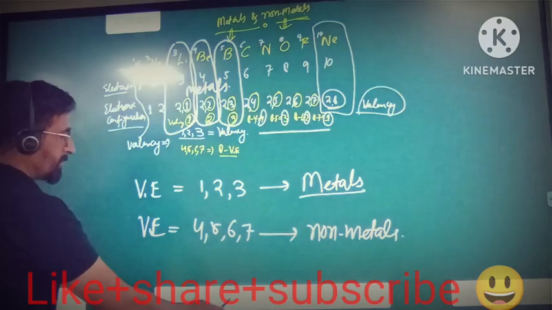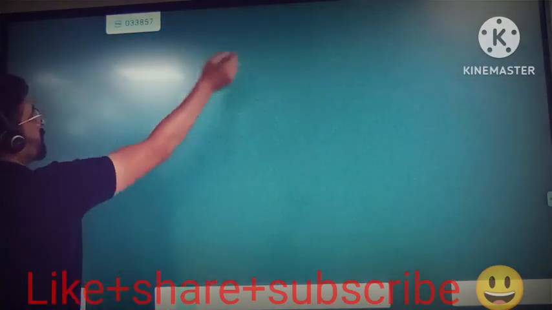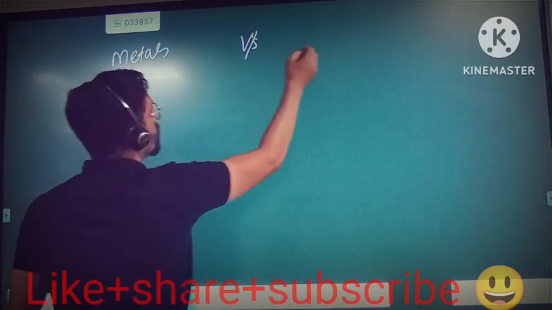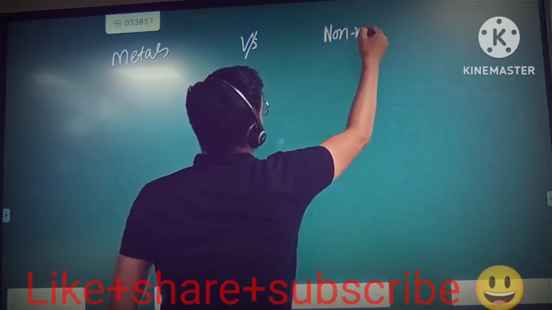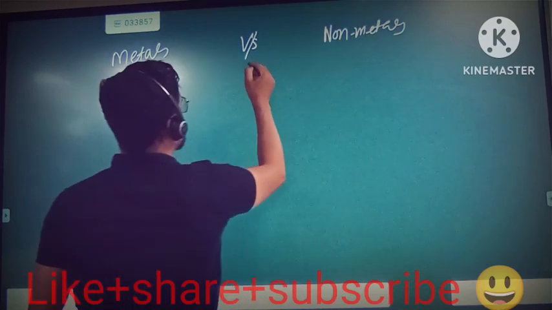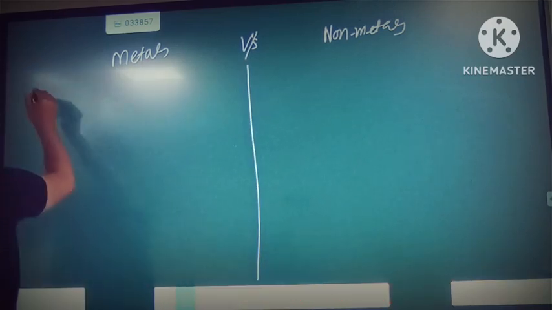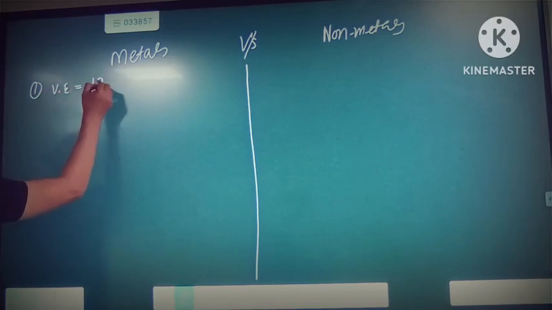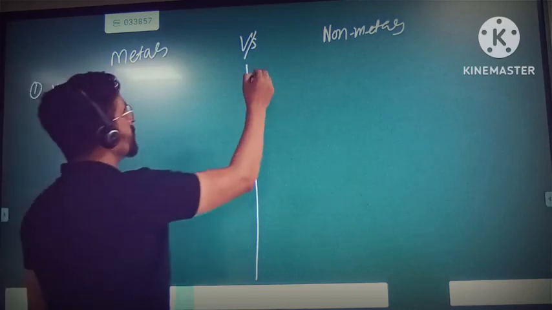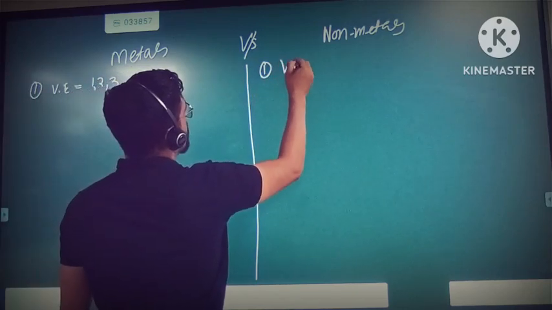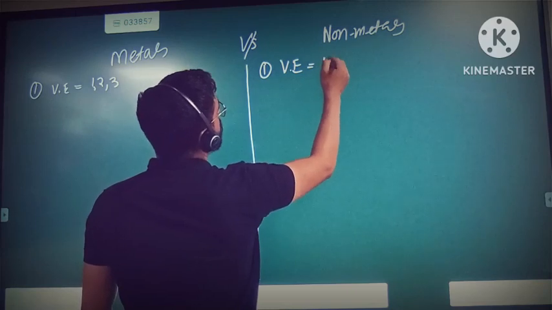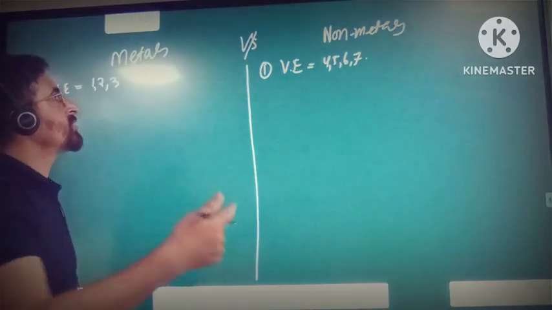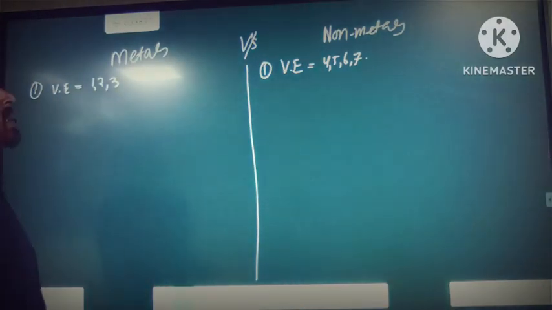Okay, so let me differentiate it. So first, we will be drawing it as metals versus non-metals. Our first difference will be: metals have valence electrons equal to 1, 2, and 3. And in case of non-metals, valence electrons are usually 4, 5, 6, and 7. Okay, we are done with the first difference, that is the definition of metals and non-metals.